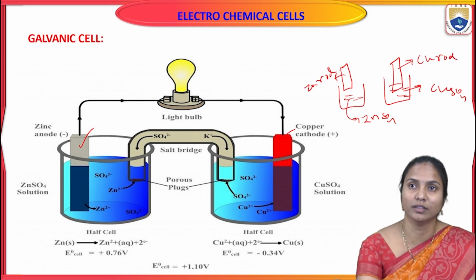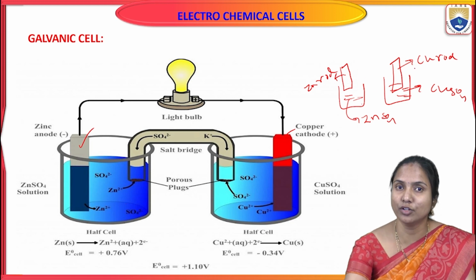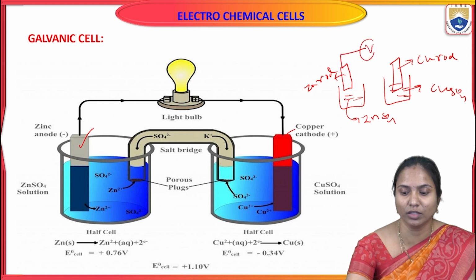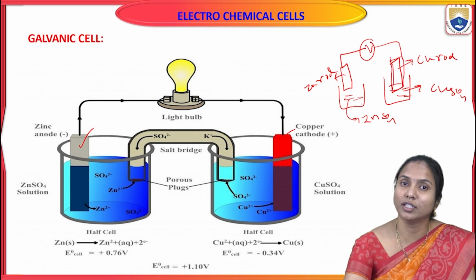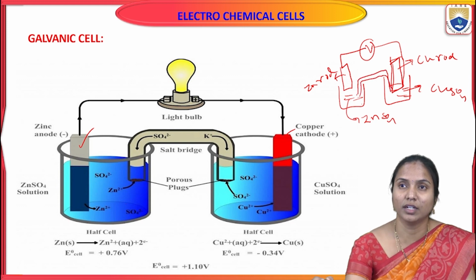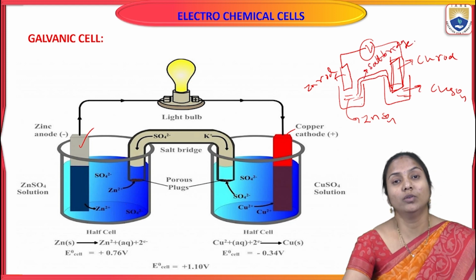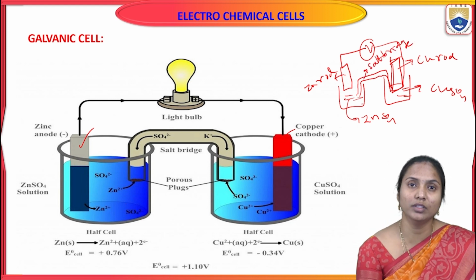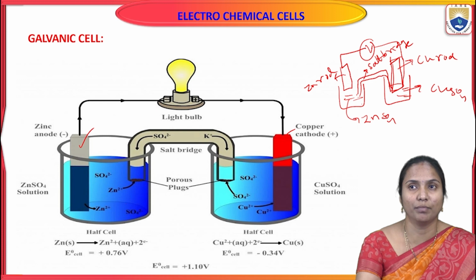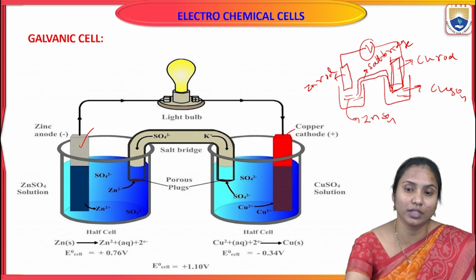The zinc electrode is dipped in zinc sulfate solution, the copper electrode is dipped in copper sulfate solution, and these two electrodes are connected by a wire through a voltmeter, and these two electrolyte solutions are connected by a salt bridge. So how to construct this Daniell cell? It consists of two electrodes, zinc and copper. The zinc electrode is dipped in zinc sulfate solution, the copper electrode in copper sulfate solution, and the two electrodes are connected by wire through a voltmeter. And these two half cells are connected by a salt bridge.